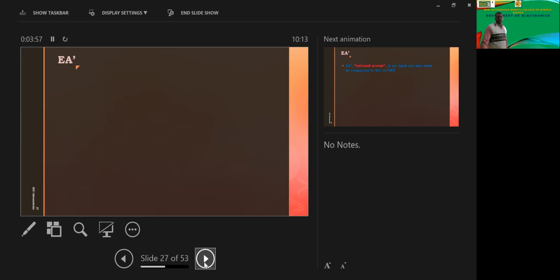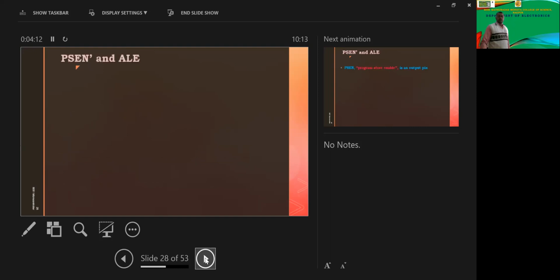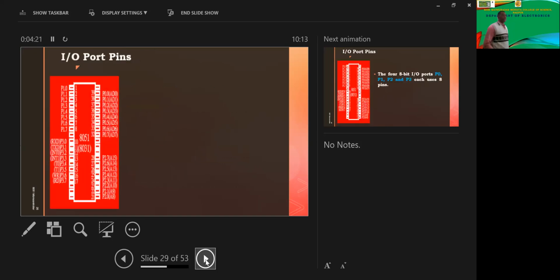Then we have this terminal, which we call external access. External access means the microcontroller gives access to the external memory and data in that case. So those are the pins. Then we have program store enable, which is an output pin. So these we have almost completed, and this is what I need to show you.